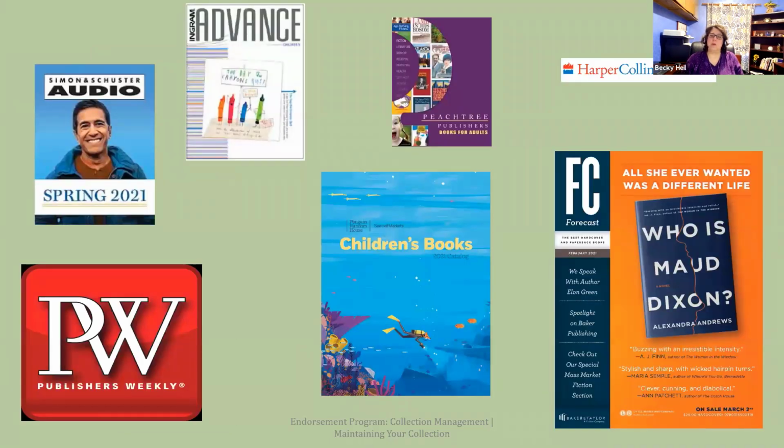The second category is vendor and publisher catalogs, especially their pre-publication items. Those include things like Publishers Weekly, or if you use the vendor Ingram, they have what they call the Ingram Advance. This gives you information about the books that are coming out in the next several months, so you get information ahead of when your patrons will.